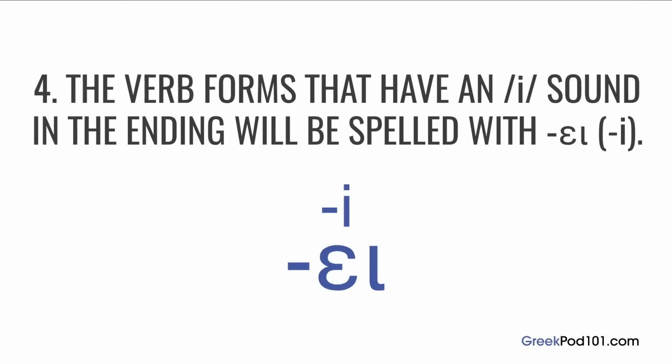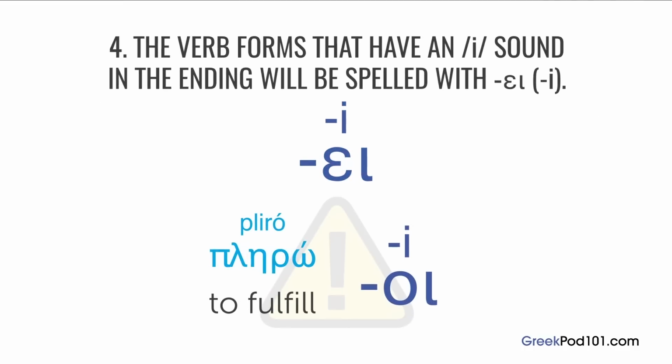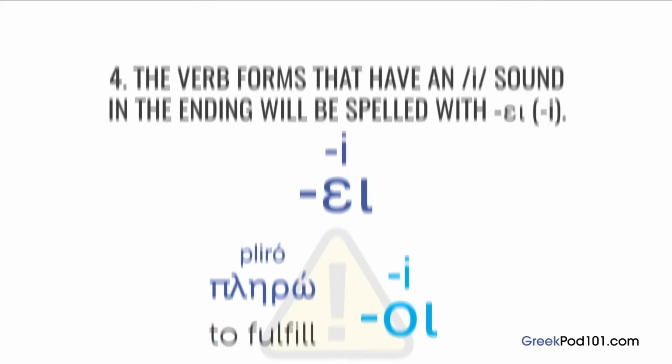Number 4. The verb forms that have an E sound in the ending will be spelled with epsilon iota. The verb πληρώ, to fulfill, however, is an exception, as its E endings are spelled with omicron iota.